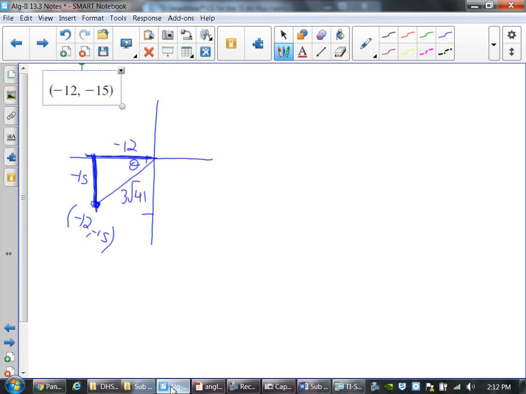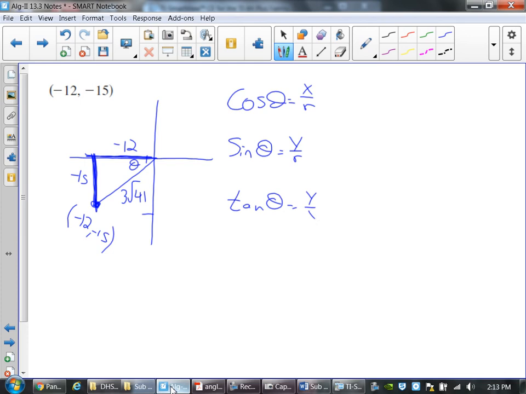Which means you go through and you write out your 6 trig functions. Cosine, sine, tangent. So you know that cosine is going to be your adjacent over hypotenuse.